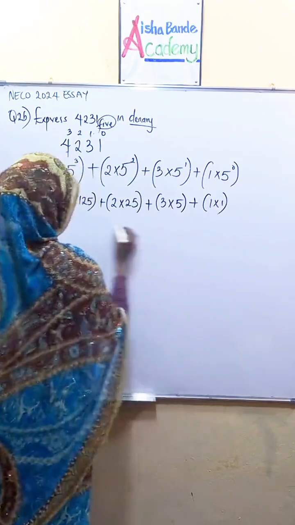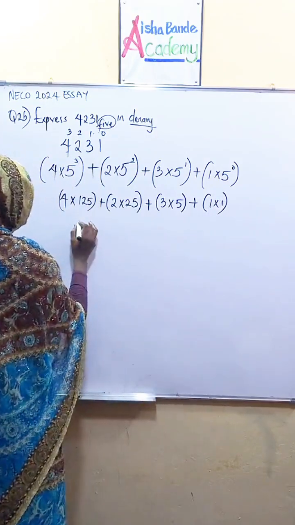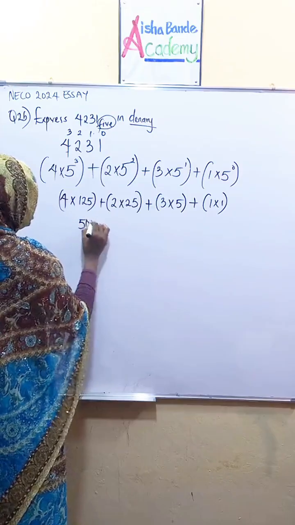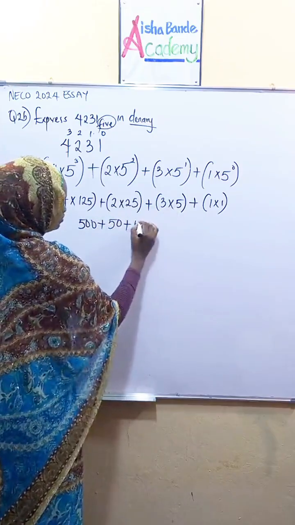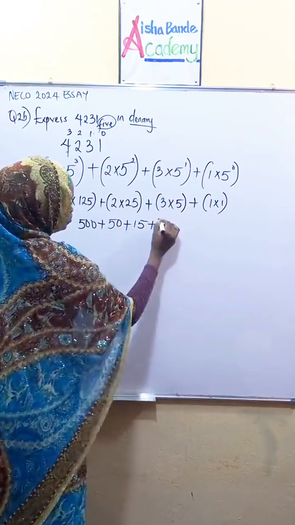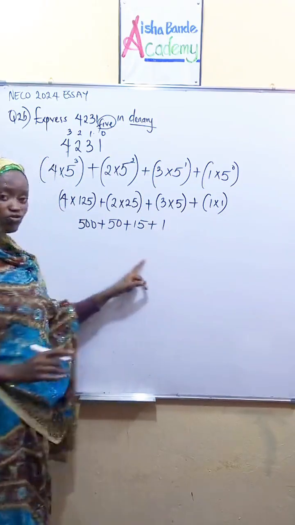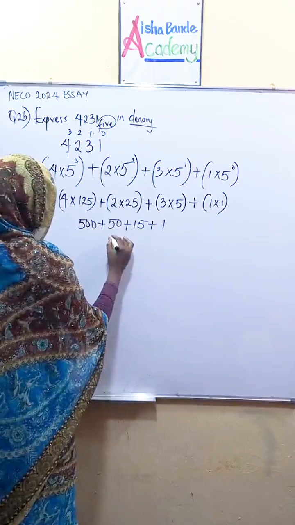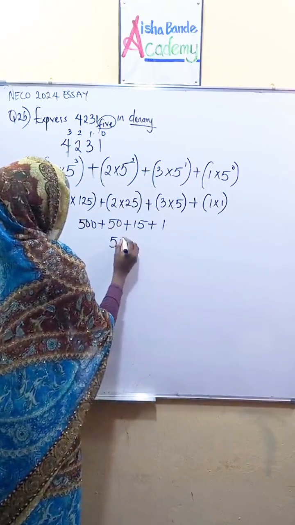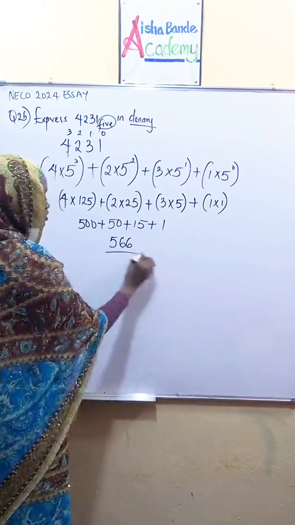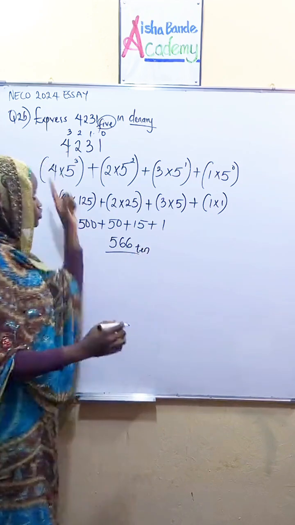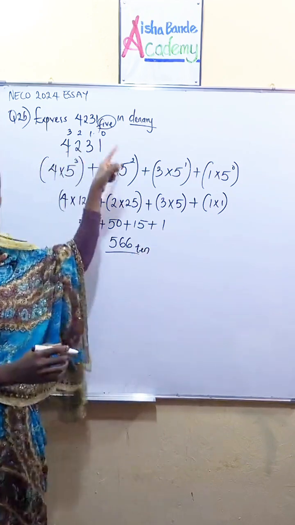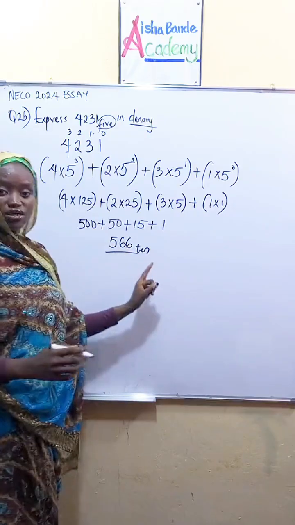Let's simplify further. 4 times 125 gives us 500, plus 2 times 25 is 50, plus 3 times 5 is 15, plus 1 times 1 is 1. We take the sum of all these numbers, and this gives us a value of 566. This is the final answer, but we have to indicate that this is in base 10, because we've converted 4231 to base 10, which is 566 in base 10.